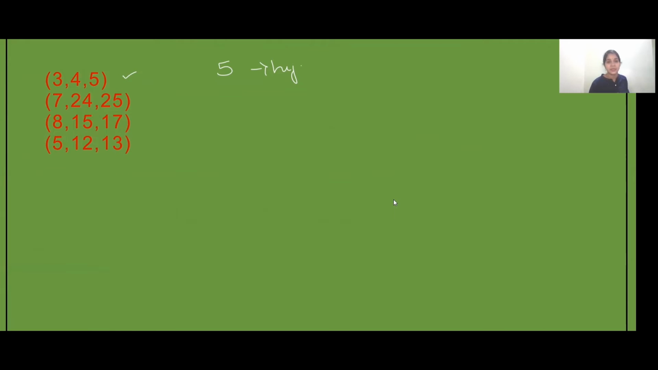So if you square the hypotenuse, this will be equal to the sum of the squares of the other two sides. That is, 25 will be the same as 9 plus 16, that is again 25. So this is what we can call the Pythagorean triplets.